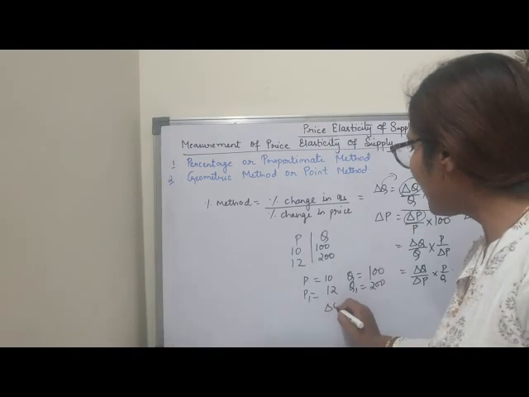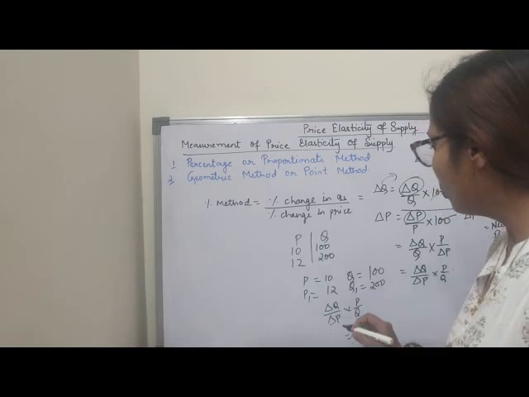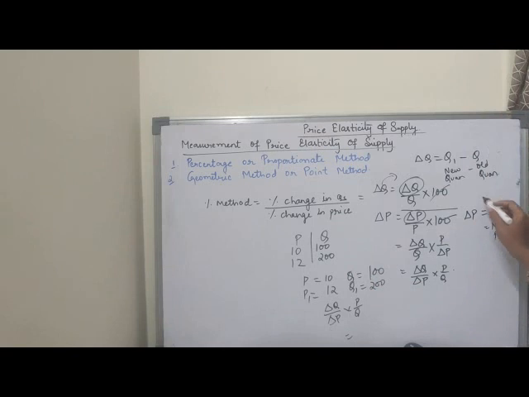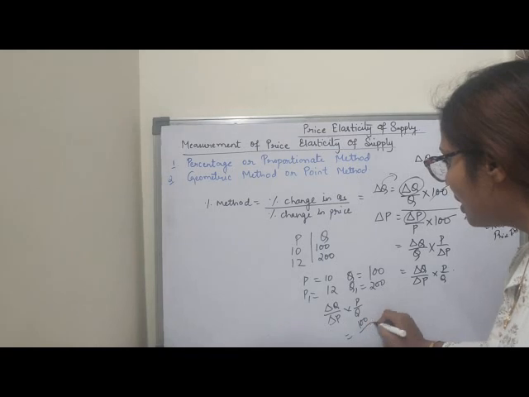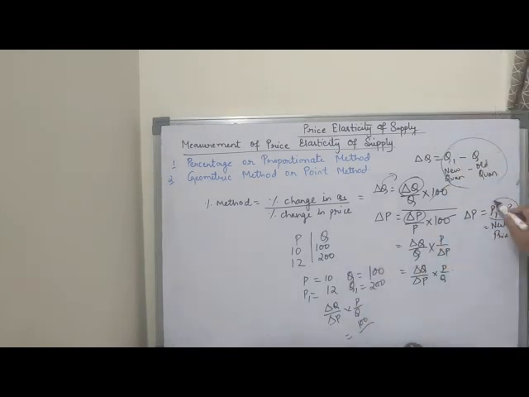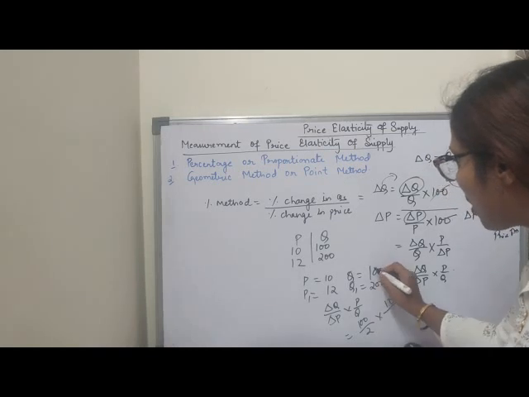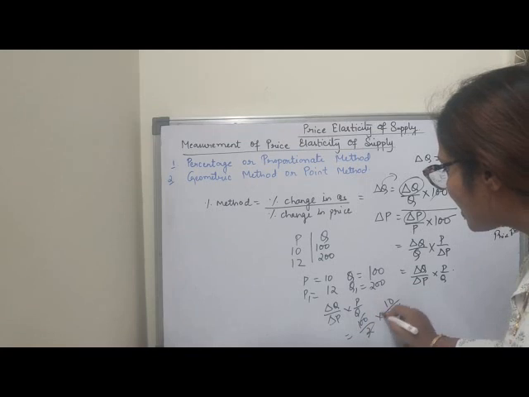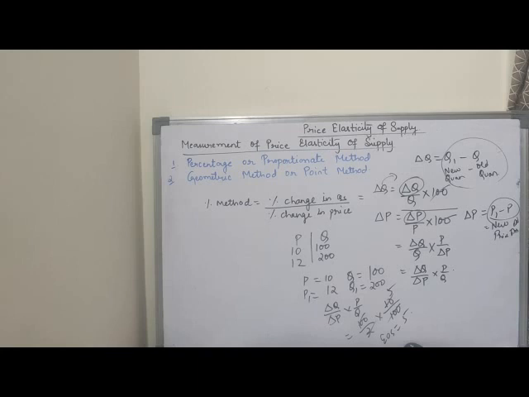Now if I put the formula here, change in Q by change in P into P by Q, I can get the answer. How to find out change in Q? Q1 minus Q, just now I told this formula. So 200 minus 100 is 100. Change in P, P1 minus P. See this one. So 12 minus 10 is 2. Into P, how much? 10. Q is how much? 100. Now see, 100 cancels. 2 fives are 10. Wait, 100 by 2 into 10 by 100 gives 5. So my elasticity of supply is 5. That means greater than 1. So we can say it is more than elastic. So this is the way you have to solve it.